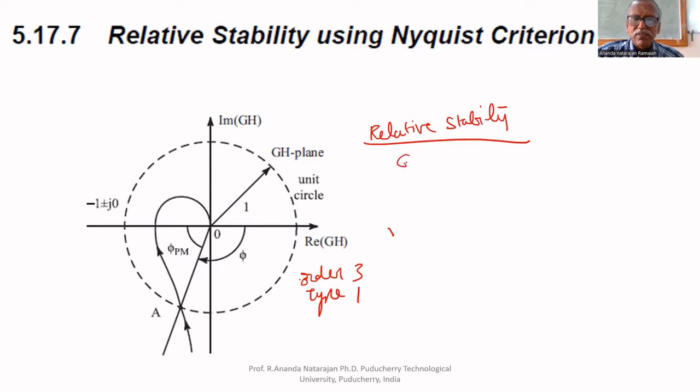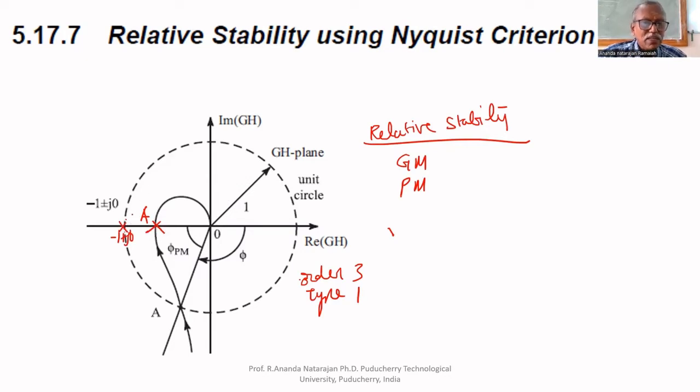Relative stability means we have to find the gain margin and the phase margin. To find the gain margin, we have to find where it intersects the negative real axis, say A. If it intersects the real axis before -1, then it doesn't encircle -1 plus J0. This is the point -1 plus J0. It doesn't encircle, that's why the given system is stable.